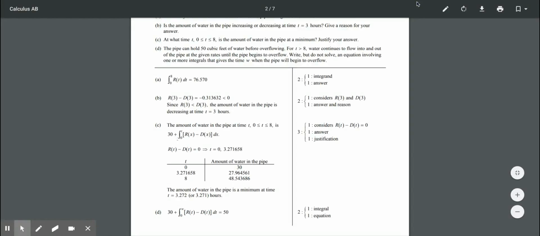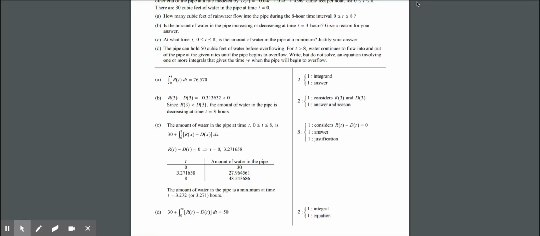Okay, so from 0, which is where I want to start, to any time t. I want to keep this variable because I don't know what time the amount of water is at a minimum. So that's what I'm actually solving for. I'm actually going to be solving for t itself. Inside of the integral, this is very important, right? I've got r of x minus d of x.